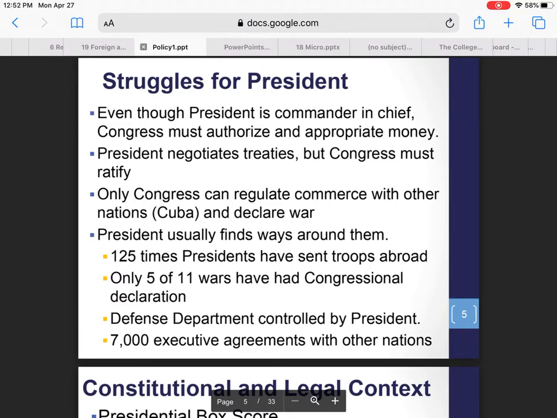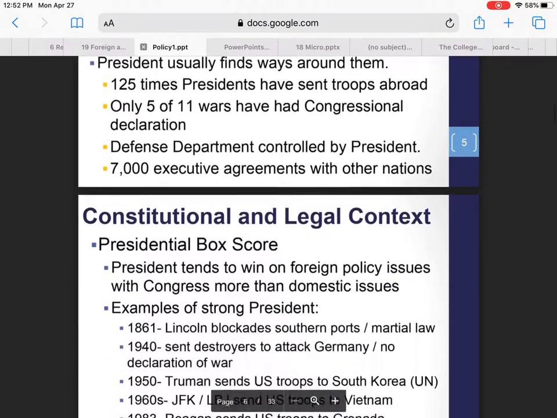So we've had 125 times in American history in which American presidents have sent troops overseas somewhere. Only 11 times have we had declared wars against other countries, and only 5 of those declared wars had some sort of congressional declaration. We never declared war in Vietnam. Okay, so there are certain times in which the United States has never formally declared war. So even though these protocols are in the Constitution, we kind of sidestep those a lot of the time.